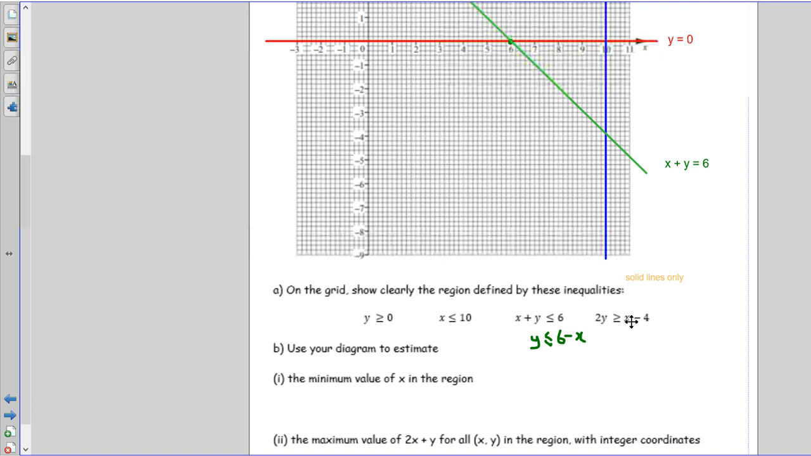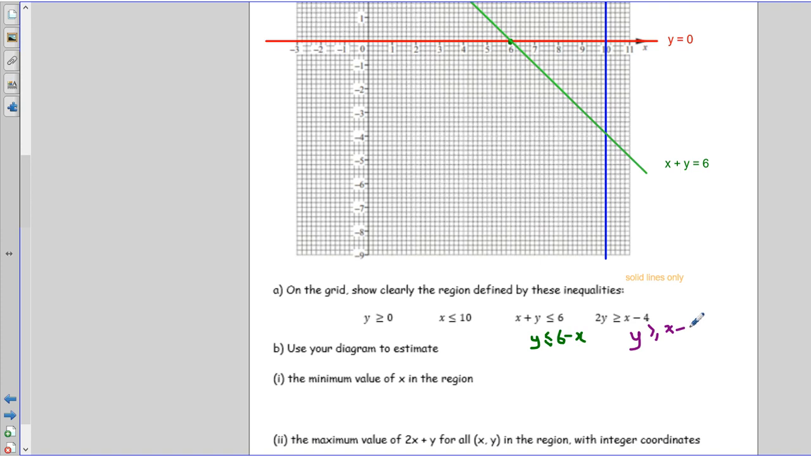So now we've got 2y is greater than x minus 4. You can use the X and Y-Intercept method if you want, or you could rearrange it, up to you. I'm going to do this one in purple. If you rearranged it, you would get y is greater than or equal to x minus 4 over 2.